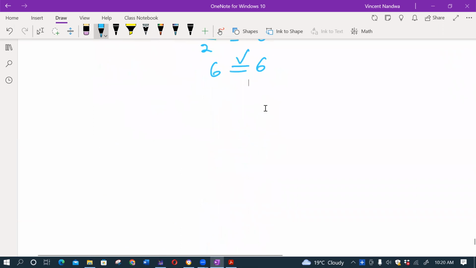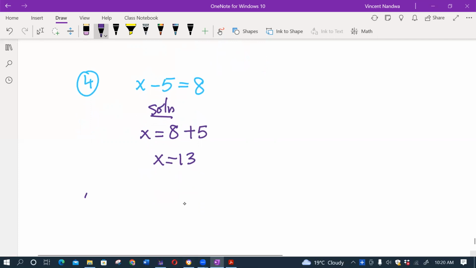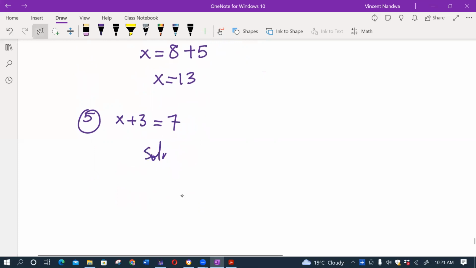Number 4, if we have x minus 5 equals 8. So to solve this one, we collect like terms. So we'll have x equals 8, and when minus 5 crosses the equal sign it becomes plus. So x becomes 13. And then number 5, we have the problem x plus 3 equals 7. To solve this, we have x equals 7, and when positive 3 crosses the equal sign it becomes minus. So x equals 4. 7 minus 3, the answer is 4.